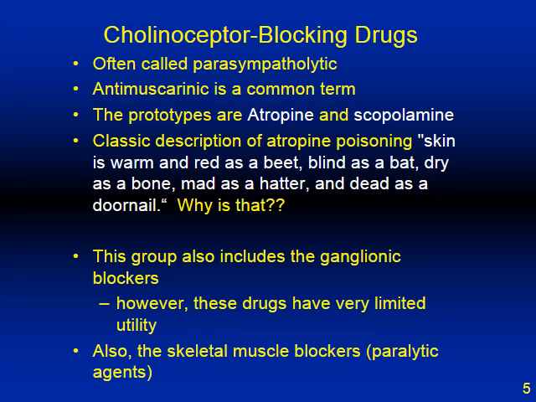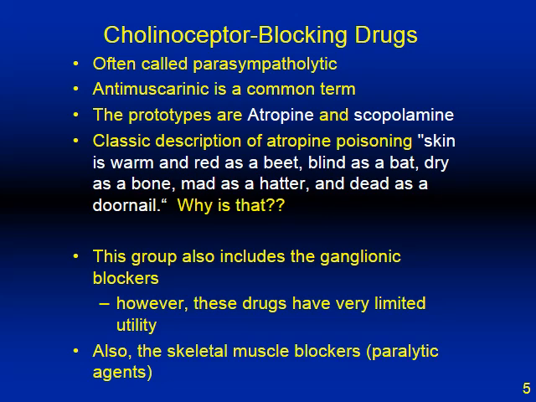The patient becomes dry as a bone. Why is that? Because all of the secretions that we just explained on the prior slide are being blocked. Sweat gland, salivary gland, and others are being inhibited. Mad as a Hatter refers to the fact that these drugs do cross into the central nervous system and can cause symptoms ranging from agitation all the way up through delirious responses.